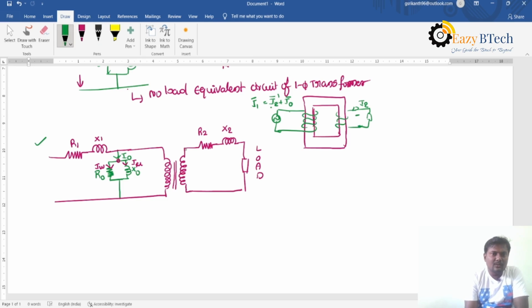Once the current flows through the secondary winding, there is a reflected component on the primary. If you apply KCL at this point, it is the phasor sum of I2 dash and I0 bar. That is the primary current which is drawn from the supply. So this is the exact equivalent circuit of a single phase transformer.